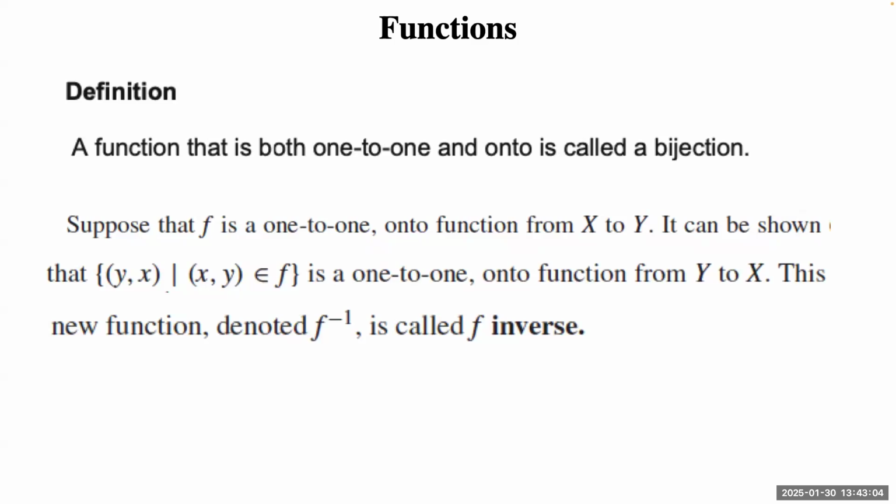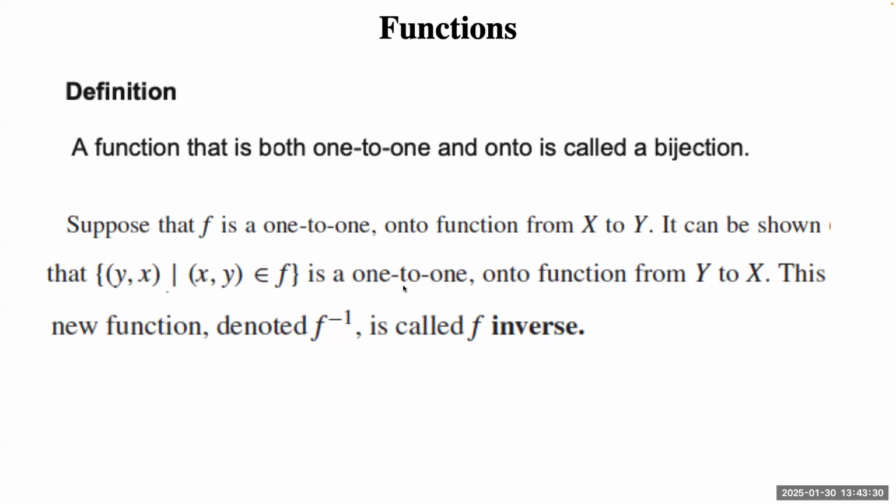If you have a function that turns out to be both 1-to-1 and onto at the same time, they have a name for that. They call it a bijection. Suppose f is a 1-to-1 onto function from X to Y. It can be shown that the set of all (y, x) such that (x, y) is in the function is a 1-to-1 onto function from Y to X. And this is defined as the inverse function.